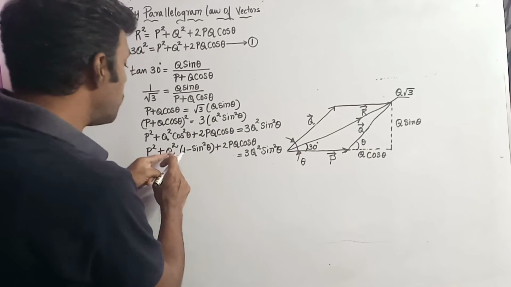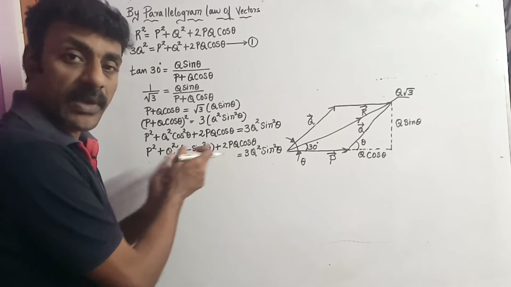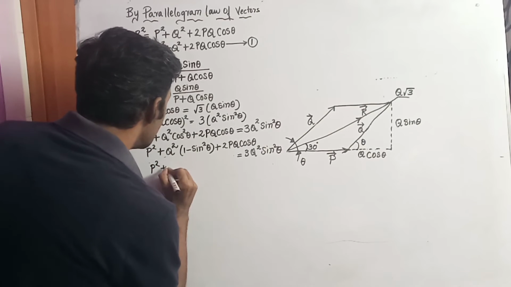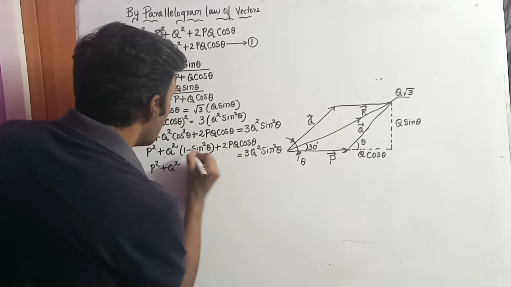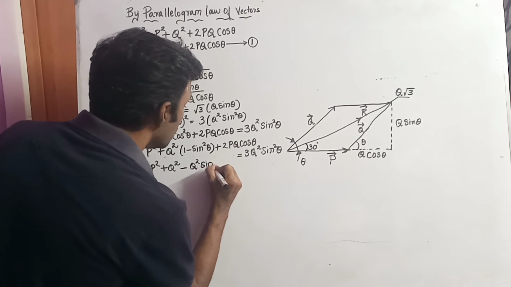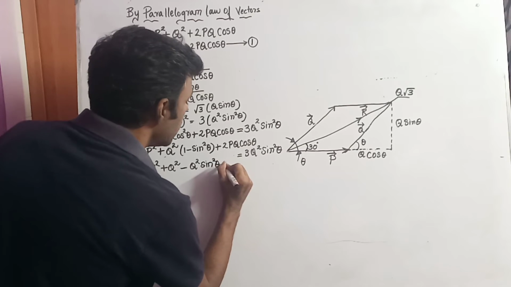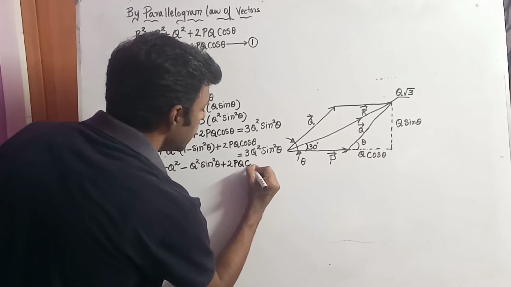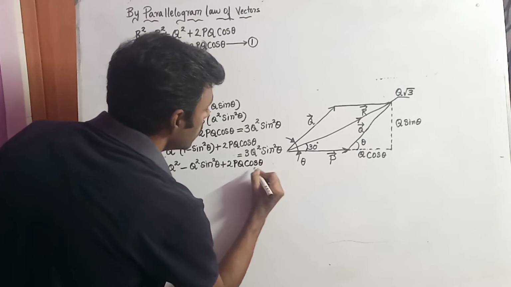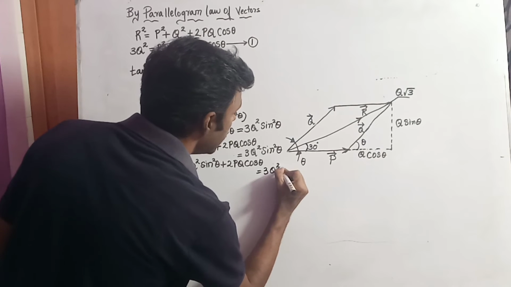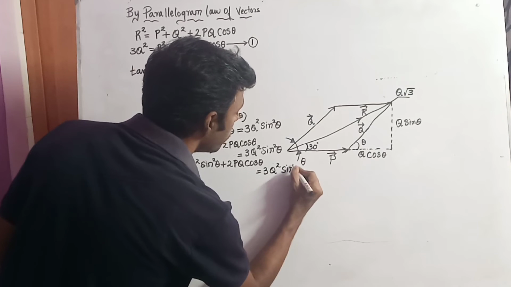So I'm going to multiply this q squared with the terms present in the bracket. So that will be p squared plus q squared minus q squared sin square theta plus 2 pq cos theta, which is equal to 3 into q squared into sin square theta.